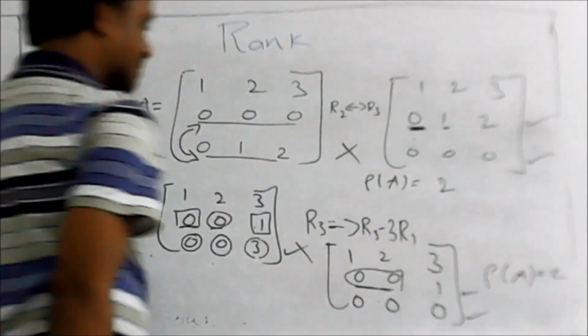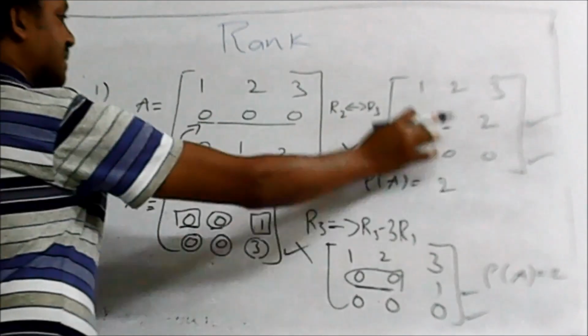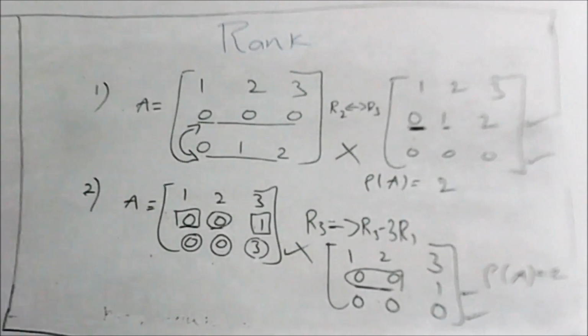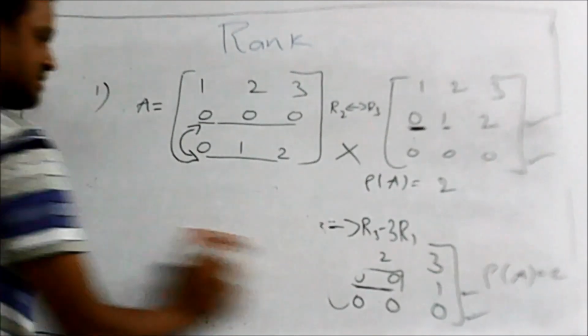Now you understood the properties. Zero rows, if any, must be in the last. The number of zeros in non-zero rows must be in increasing order. Okay. In the third example, you will know what the increasing order of the number of zeros in non-zero rows means.